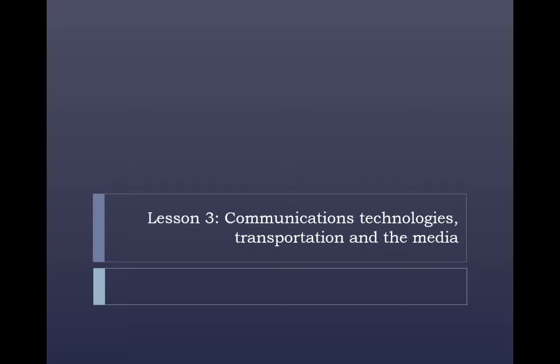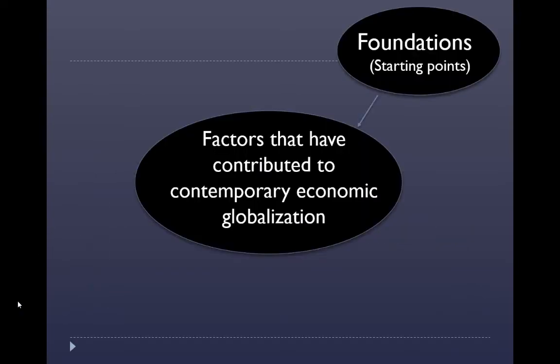Okay, you've made it to lesson three. Lesson three is all about communications technologies, transportation, and the media. Let's get into it. So, you have talked about different factors that have contributed to contemporary economic globalization. So, these are different things that have made the world become as economically globalized as it is today.